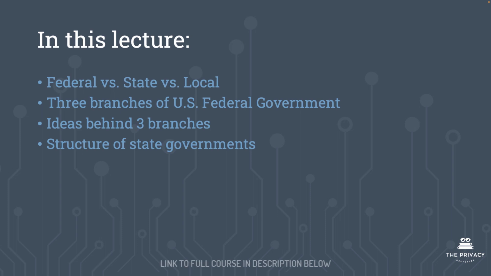In this lecture, we are going to discuss the United States government. We're going to talk about the difference between federal, state, and local governments. We're going to talk about the three branches of the U.S. federal government. We're going to talk about two ideas that support this organization of the U.S. federal government. And we will close by looking at the structure of state governments.